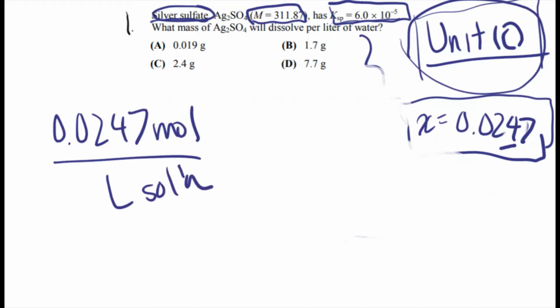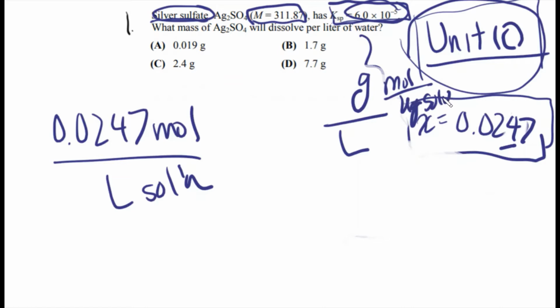And they want to know the amount of grams that dissolve per liter of water. Now, in this case, since silver sulfate has a relatively low Ksp, this means that the molality, if you remember, which is moles per kilogram of solvent, will be similar, and moles per kilogram of solvent is related to grams of the stuff over liters of the solvent, which is water.